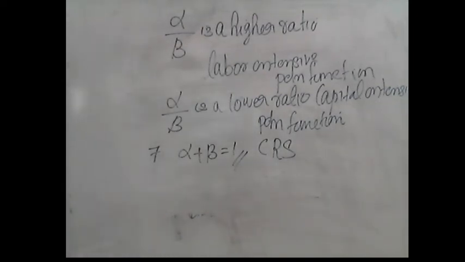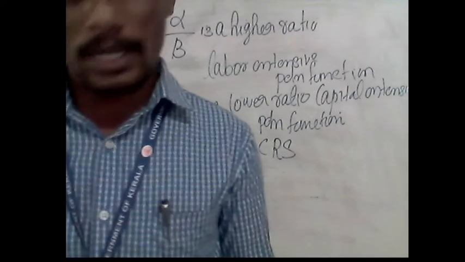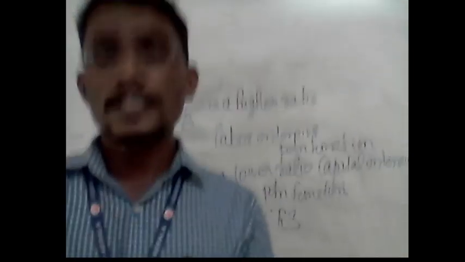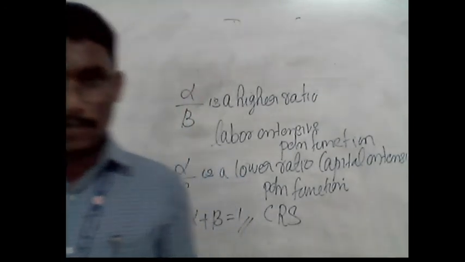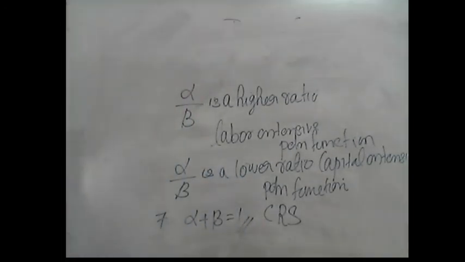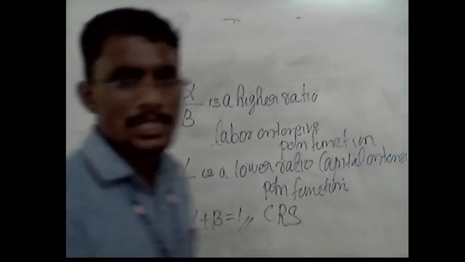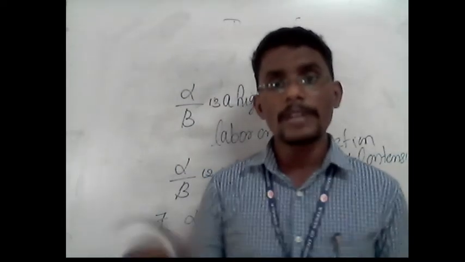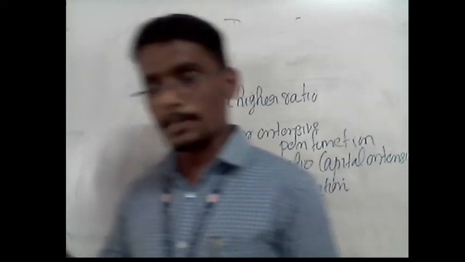Next one, the importance of Cobb-Douglas production function. Why are we using the Cobb-Douglas production function in the field of economics or in the field of reality? What is the relevance or importance of this production function? The first importance is that it can be used to determine the marginal productivity of labor and capital, because it has already been proved through the properties of this production function.